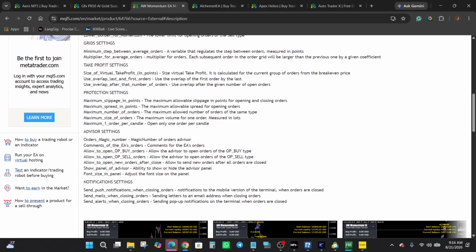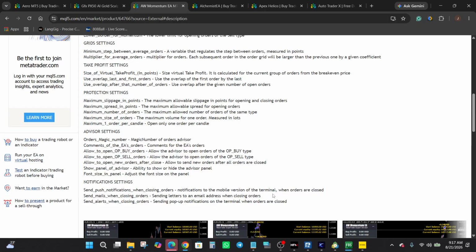There are also protection settings for maximum slippage, maximum spread, maximum number of orders, maximum order size, and an option to limit the EA to one order per candle. Finally, the advisor settings cover things like magic number, order comments, whether buy or sell orders are allowed, whether new orders can be opened after all previous orders are closed, and whether the dashboard is displayed. The listing also includes push notifications, email notifications, and terminal alerts when orders are closed.